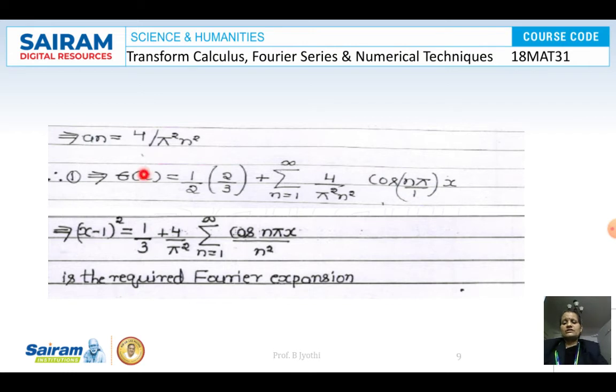Let us substitute in the f of x. So f of x is given by a naught by 2, that is 2 by 3 divided by 2 means 2 and 2 cancels, 1 by 3, plus sigma an value is replaced here, that is 4 divided by pi square n square into cos n pi by L of x. That is, on simplification we get 1 by 3 plus 4 by pi square sigma cos n pi x by n square, which is the required Fourier series expansion.